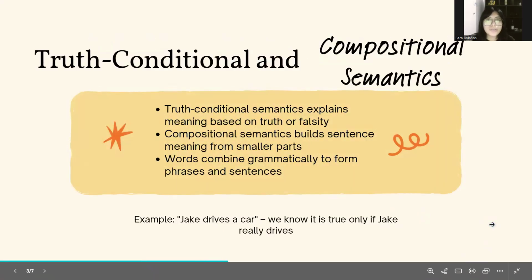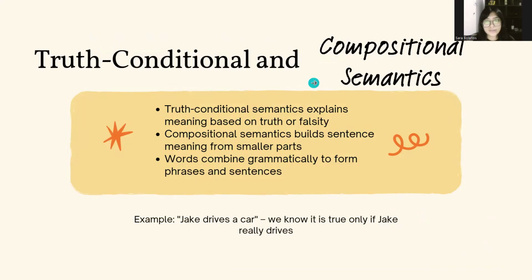Now, let's talk about truth conditional and compositional semantics. Truth conditional semantics studies meaning by looking at whether a sentence is true or false in the real world. For example, the sentence, "The sky is blue," is true on a sunny day, but false if the sky is gray. Compositional semantics, on the other hand, builds meaning from smaller parts.